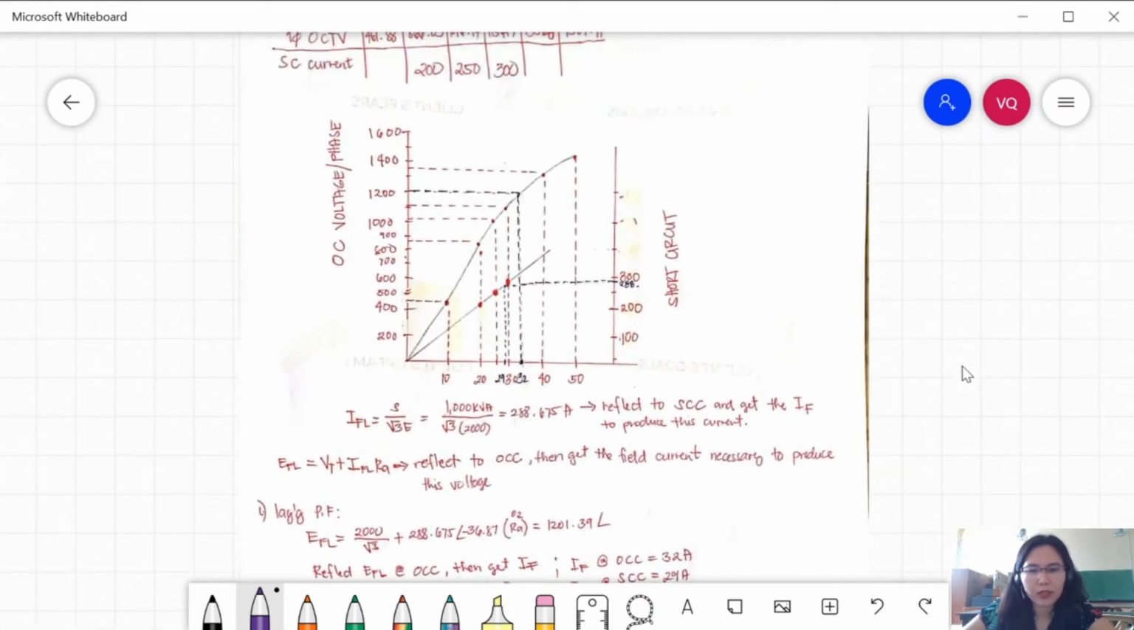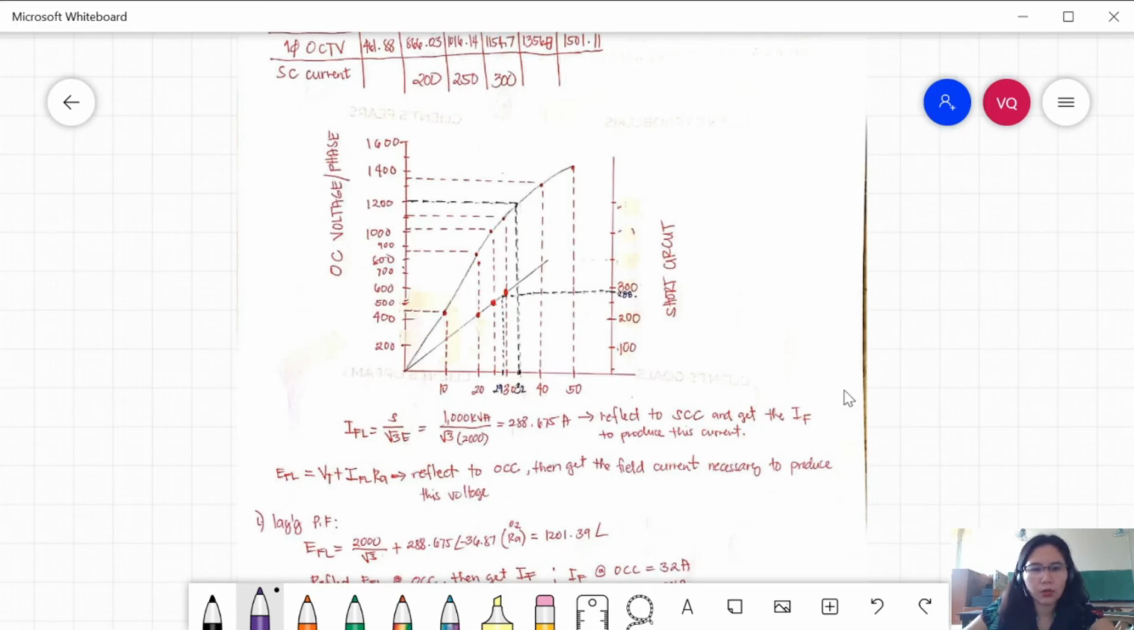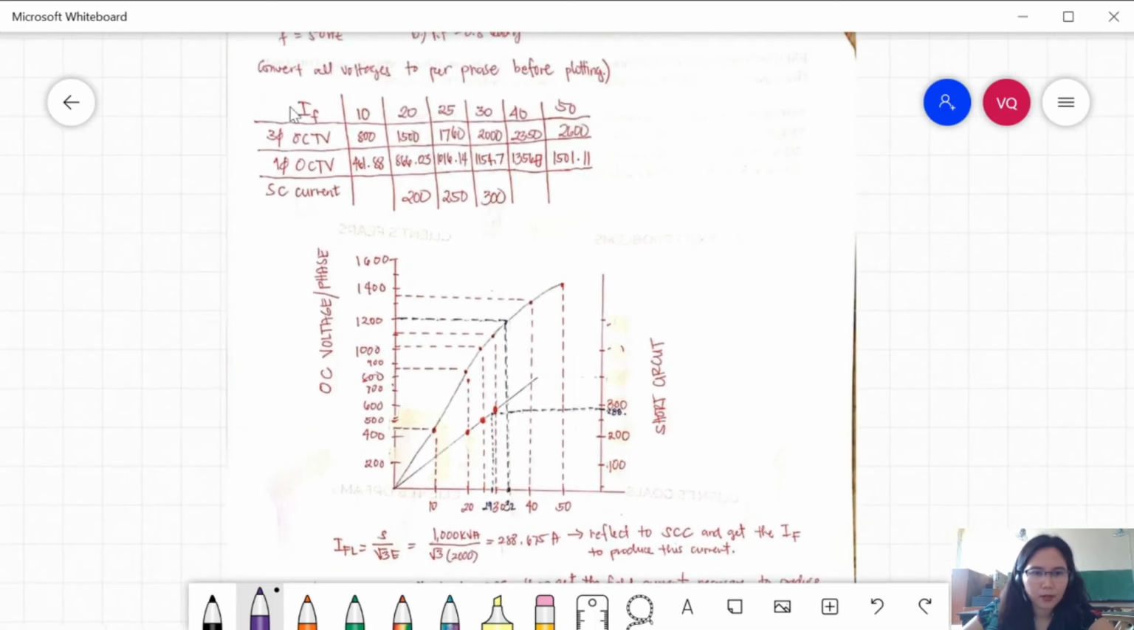So I already plotted all the parameters. In the y-axis, we have the open circuit voltage per phase. So nandito yung mga per phase natin. In the x-axis, we have the field currents, this one, IF. And the other side of the y-axis will be your short circuit currents.